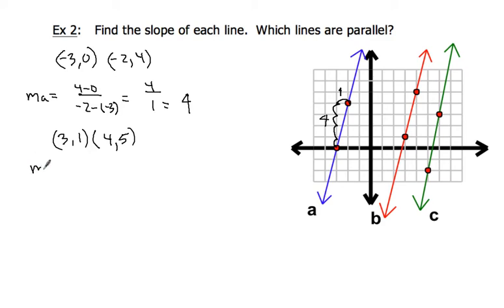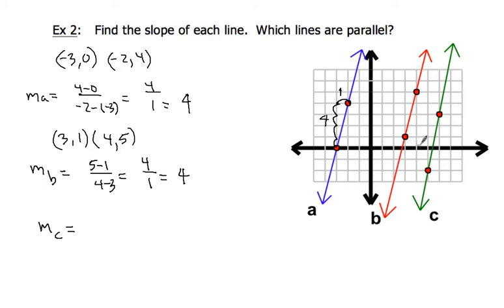So again, I'm going to have the slope of line B. Let me write that a little bit neater. I'm going to have the slope of line B, and that's going to be equal to 5 minus 1 over 4 minus 3. And when I do my arithmetic, 5 minus 1 is 4, 4 minus 3 is 1, I get 4 again. Now the slope of line C, so now I'm going to have to go over here to line C, and I'm going to take a look at this.